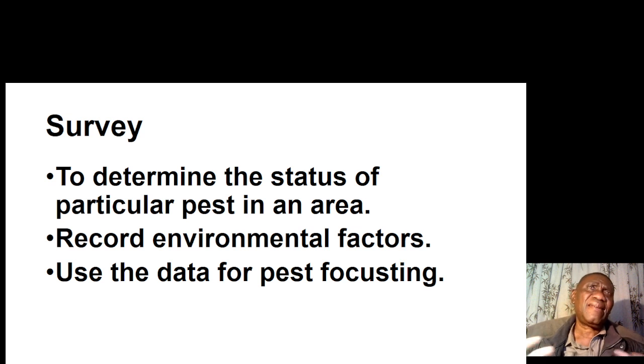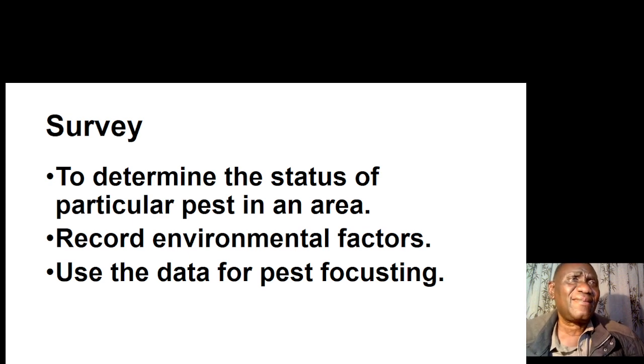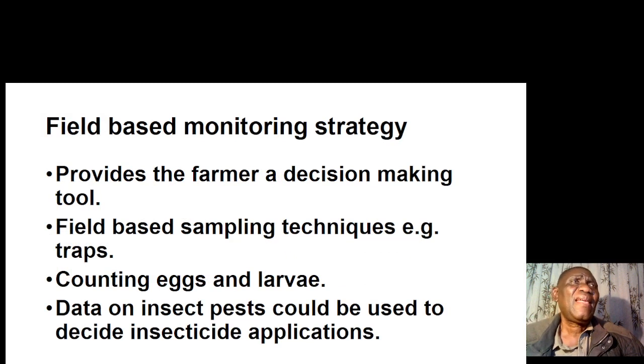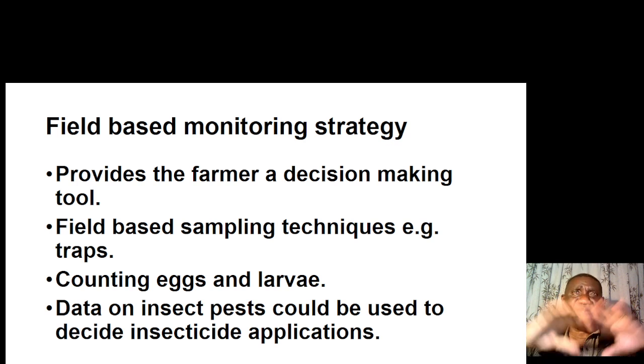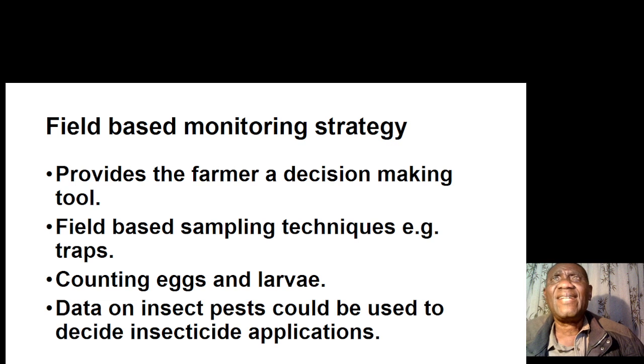Now when you have your population data, and you have got environmental factors, maybe you can do further analysis and try to predict the incidence of pests, or pest forecasting. Now let us look at the field-based monitoring strategy. I said in a survey it gives you a broader picture, and there are possibilities which you can use to predict the incidence of a pest in a given location.